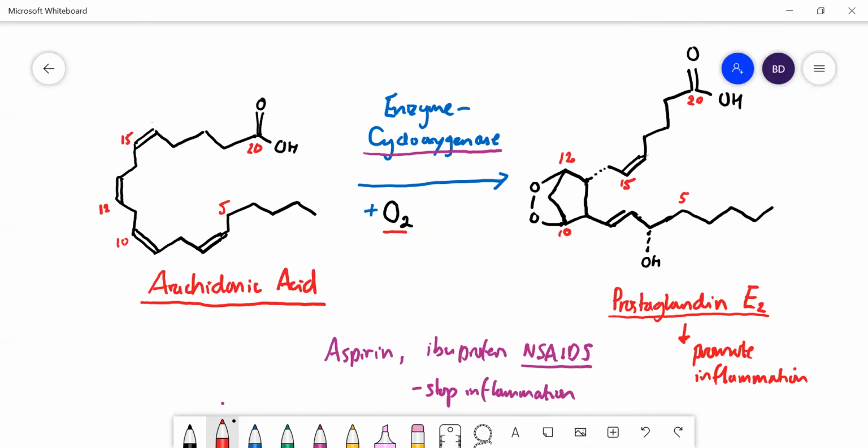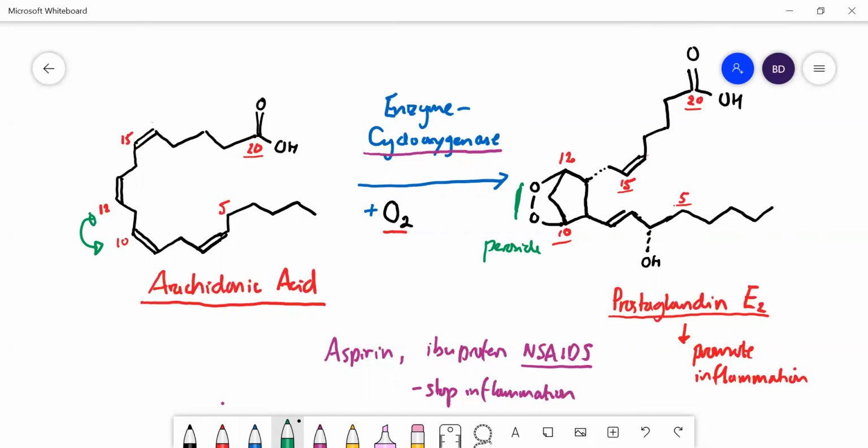I've just numbered the carbon atoms so you can see here. I've actually numbered them backwards, so really I should call that number 1, but anyway, it doesn't matter. So you can see 5, 10, 15, 20 there. Now what happens is you can see that the oxygen is going to react with carbon atoms number 10 and 12. So it reacts with these 2 carbon atoms, and it forms what is called a peroxide.